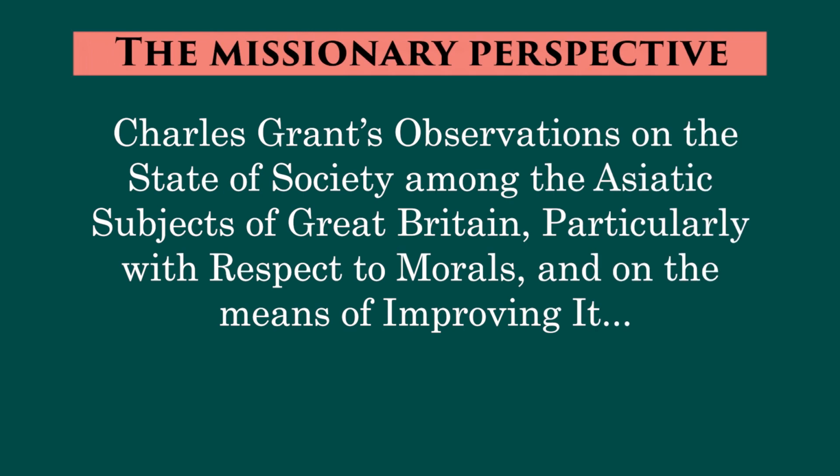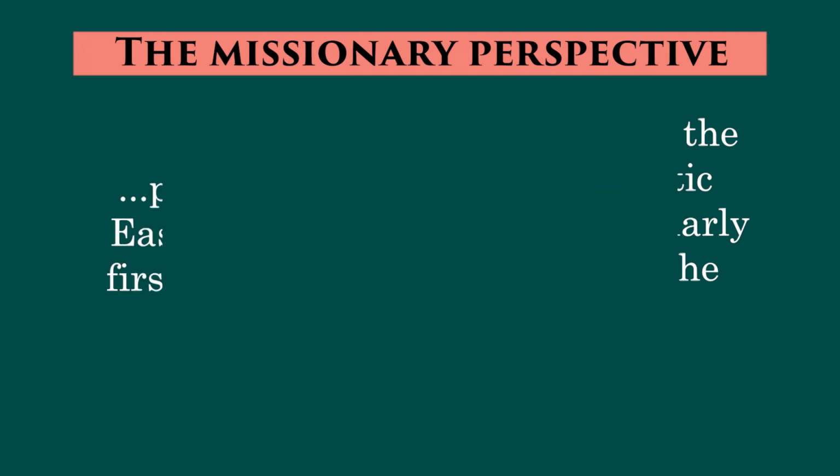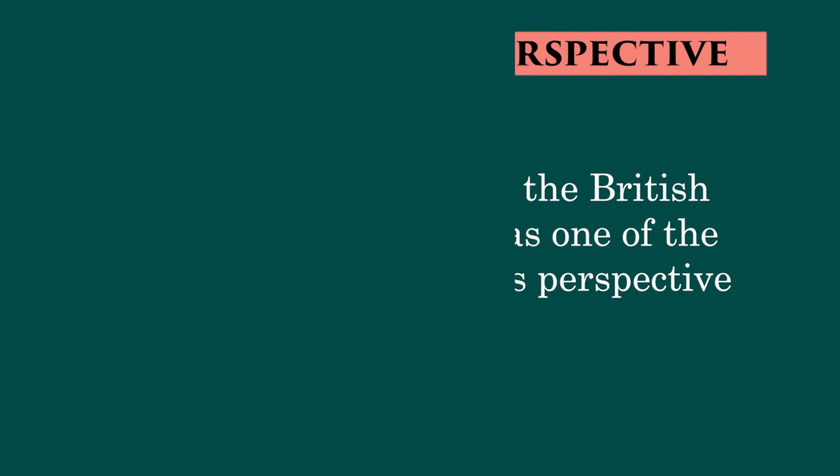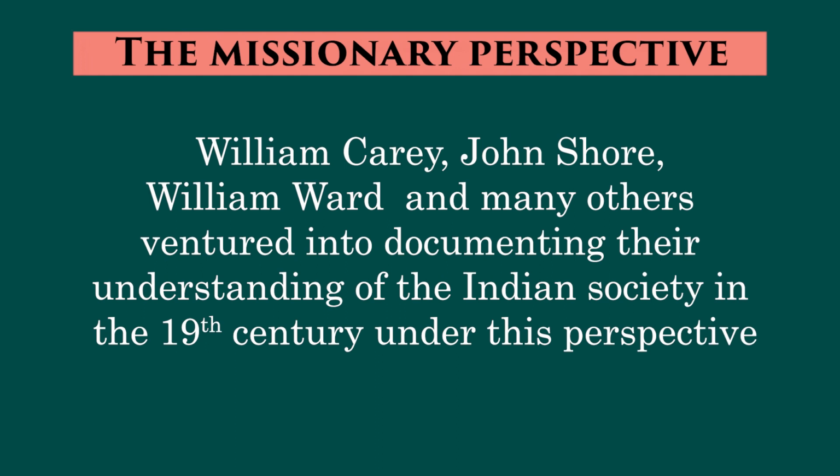Charles Grant's Observations on the state of society among the Asiatic subjects of Great Britain, particularly with respect to morals and on the means of improving it, was published in 1792, and it was one of the first accounts under the British East India Company whereby a missionary had published an account. Similarly, subsequently William Carey, John Shore, William Ward and other missionaries ventured into documenting different aspects of 19th century society under the perspective of the missionaries.